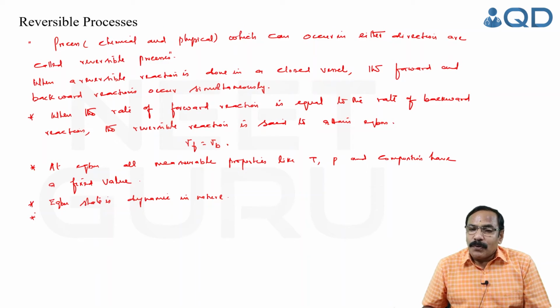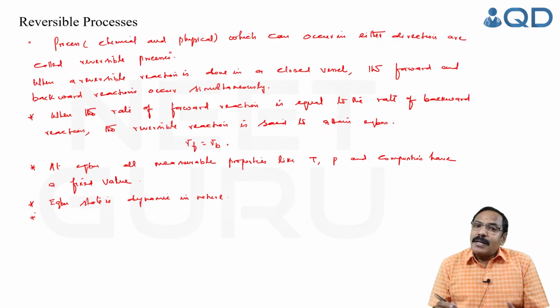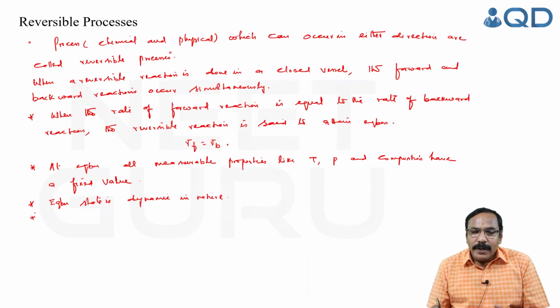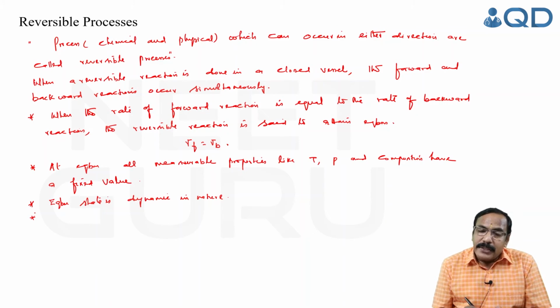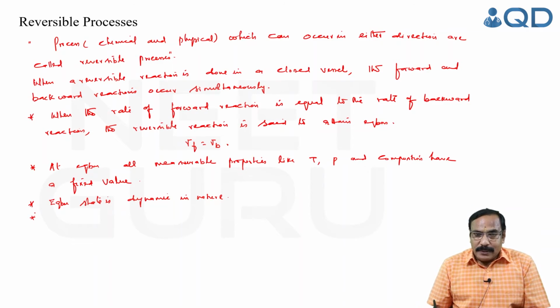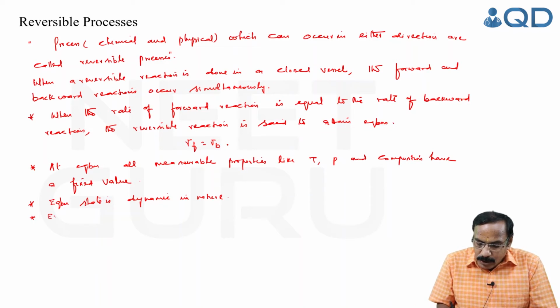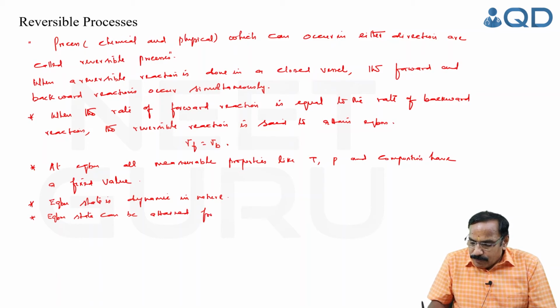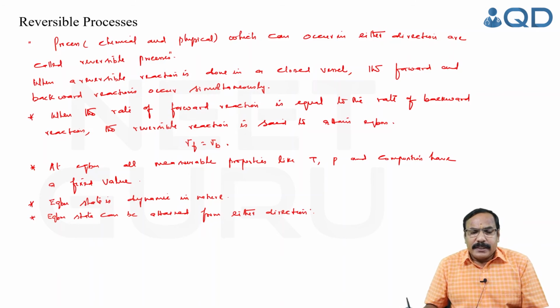The last point is, equilibrium can be reached from either direction. You can start from ammonia, then you will get nitrogen and hydrogen. They are in equilibrium. Or you can start from nitrogen and hydrogen. Again, the equilibrium is attained. So, equilibrium state can be attained from either direction.